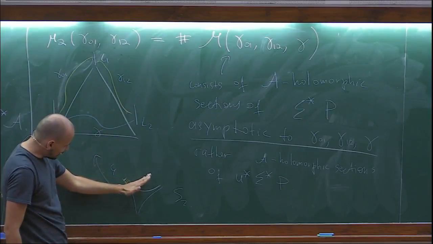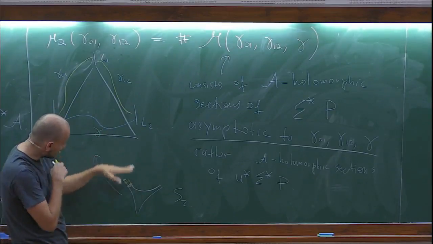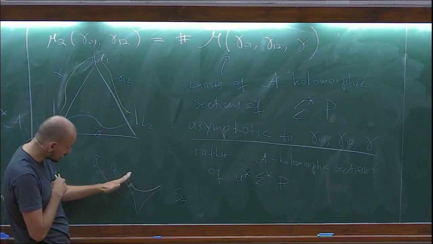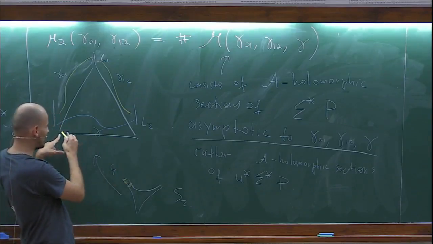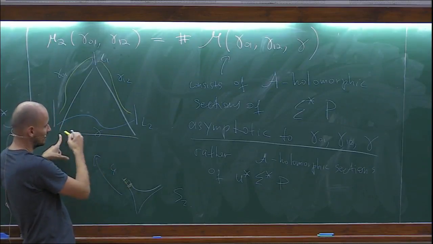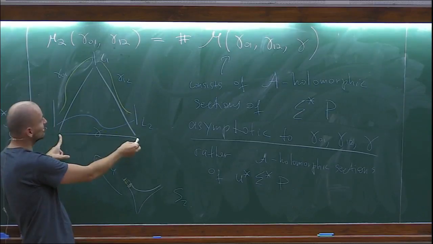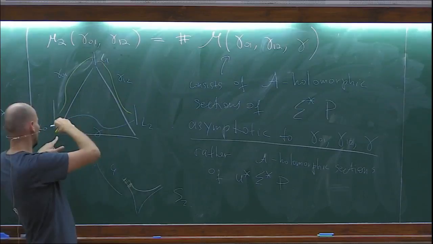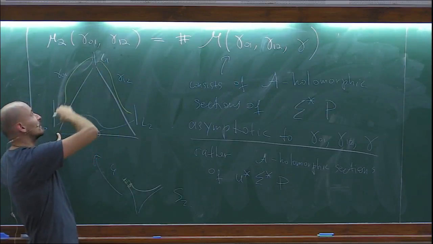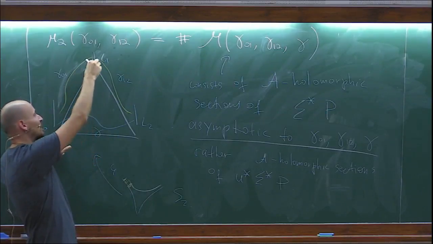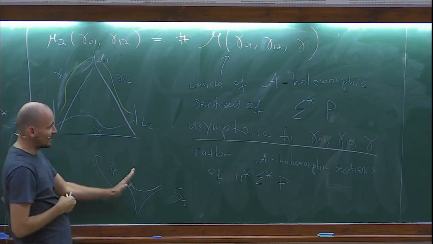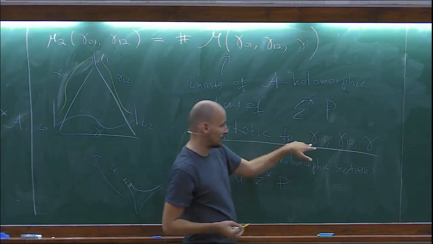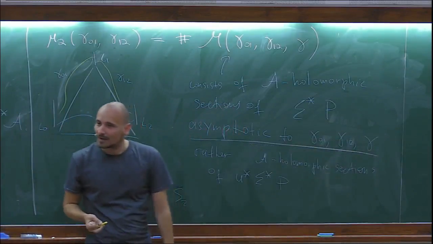But anyway, you still have a non-trivial fibration, so that over the slices, it's identified with the fibration over the edge. Sorry, I'm talking about this one. So over this slice, the fibration is identified with the fibration over the edge. And so it makes sense to say that I'm looking at sections which are asymptotic to gamma 0, 1, gamma 1, 2, gamma.